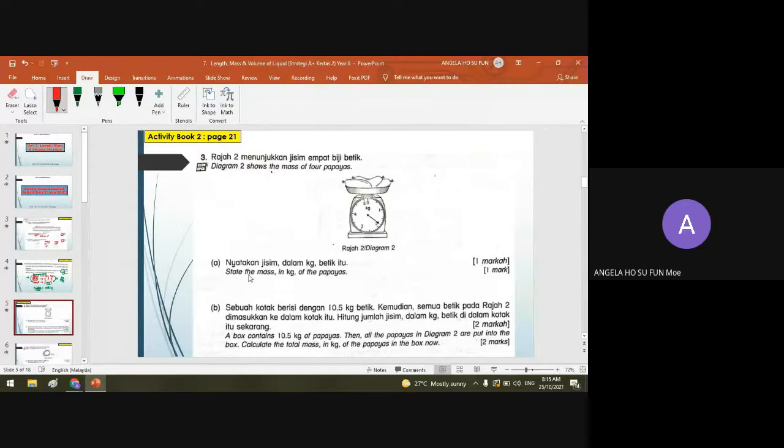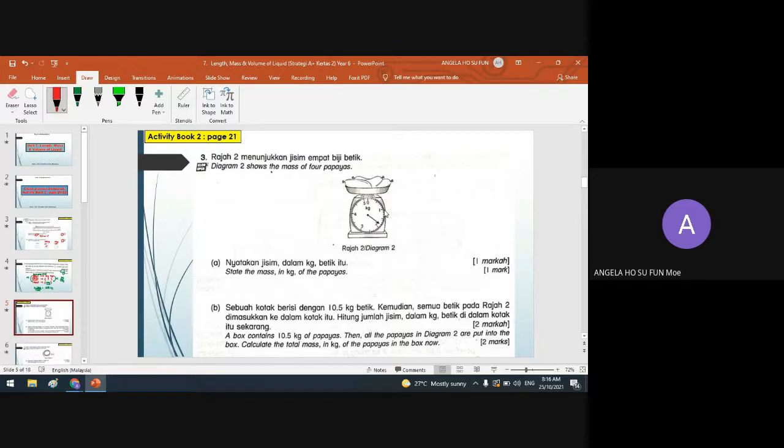A, state the mass in kilogram of the papayas. So that means all the papayas. Look, this weighing scale is in kilogram. They want you to state the mass in kilogram for all the 4 papayas here. So you can see this is 1, this is 2. So these 4 papayas are around 1 to 2 kg, more than 1 but less than 2 kg.